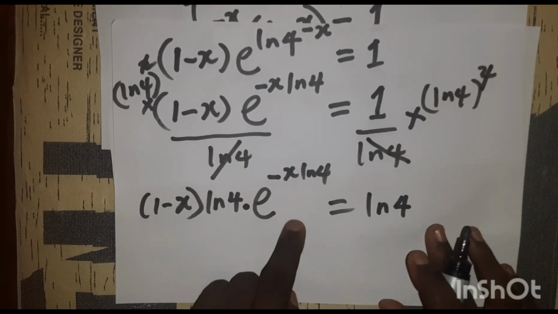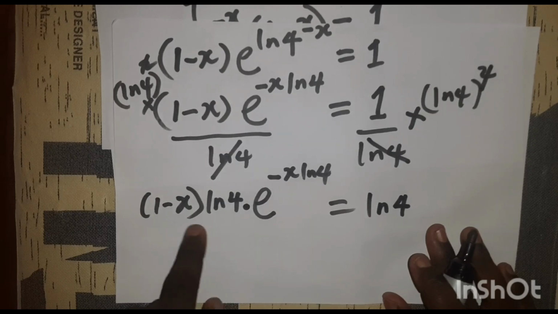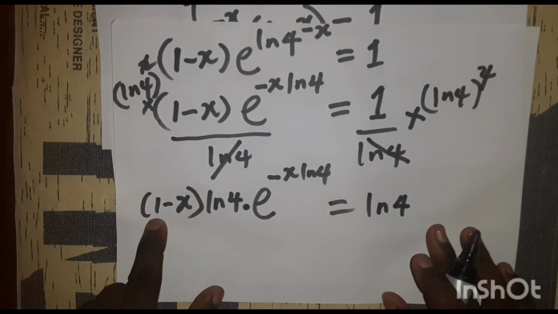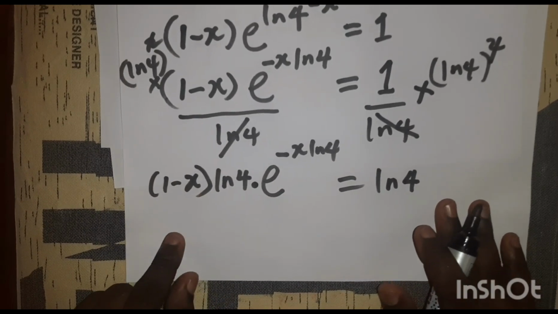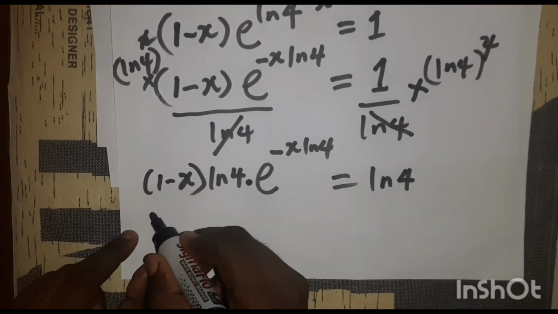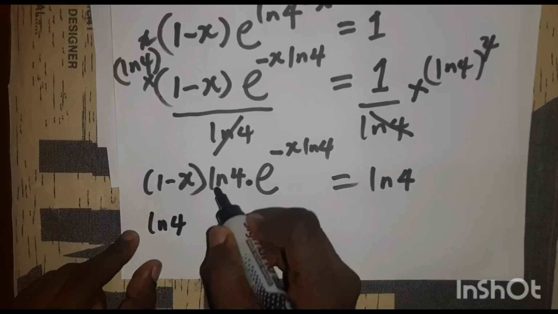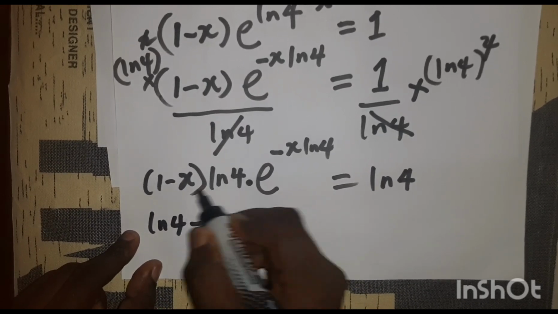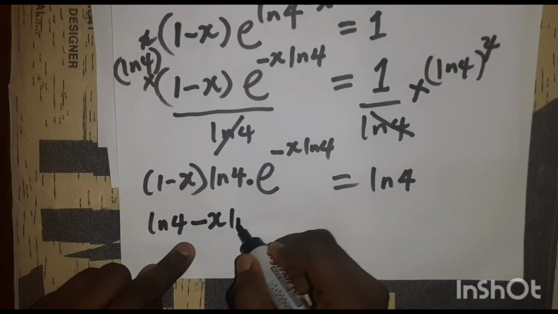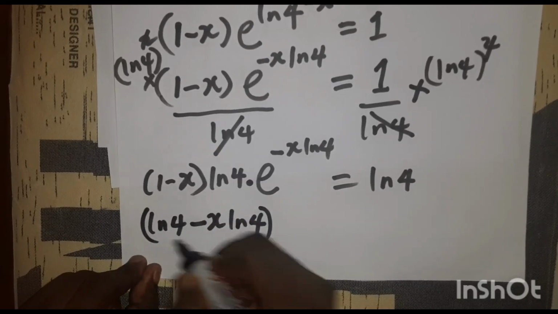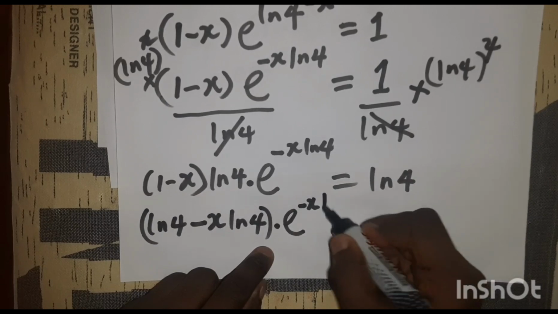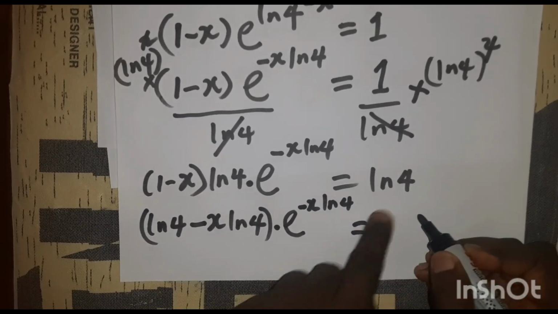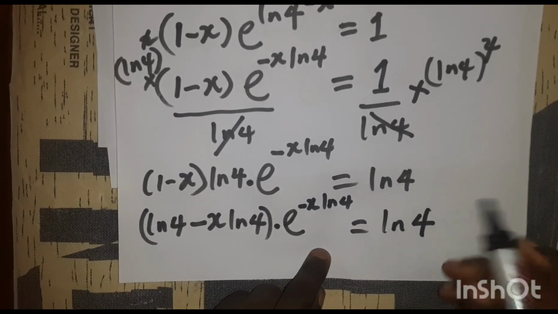Again, it is still not the same. The power here and the number here are still not the same. Okay, let me open the bracket here. Let me multiply ln of 4 by what I have in the bracket here, and let's see where it will lead us to. So ln of 4 times 1 gives me ln of 4 plus times minus minus ln of 4 times x gives me x ln of 4. Of course, everything times this e here waiting for us, e raised to the power minus x ln of 4 equals to this ln of 4 here.